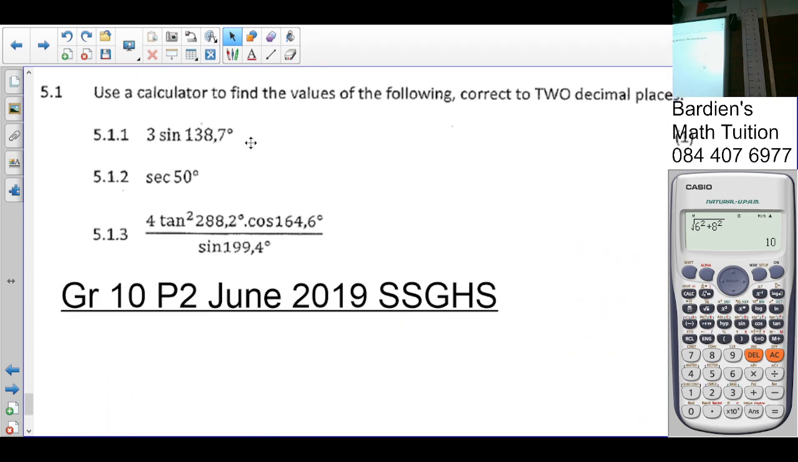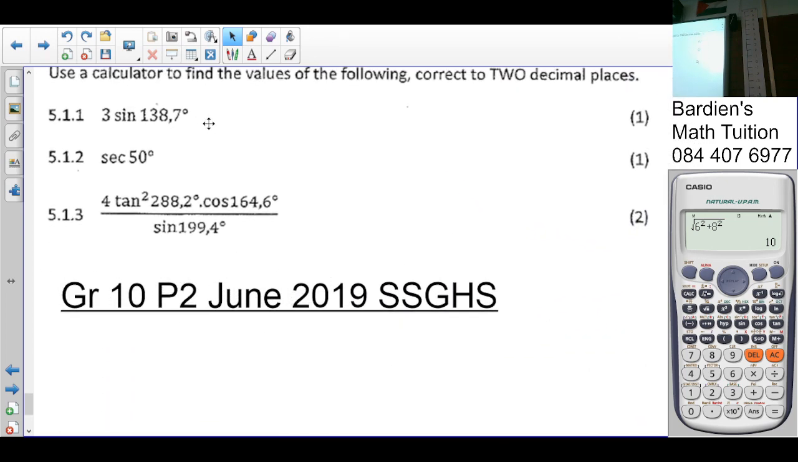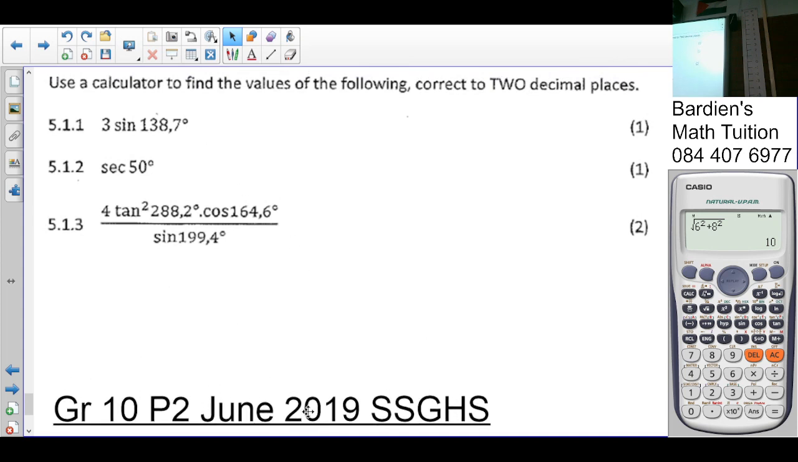Question 5, it says, use a calculator to find the value of the following correct to 2 decimal places. So we put on a calculator 3 sine 138.7 gives us, to 2 decimal places, 1,98. Okay, 1,98.